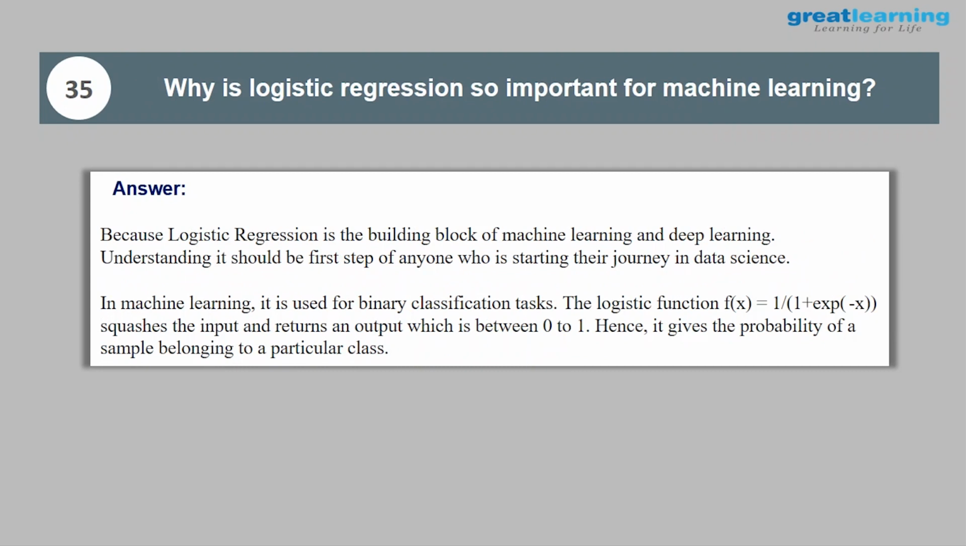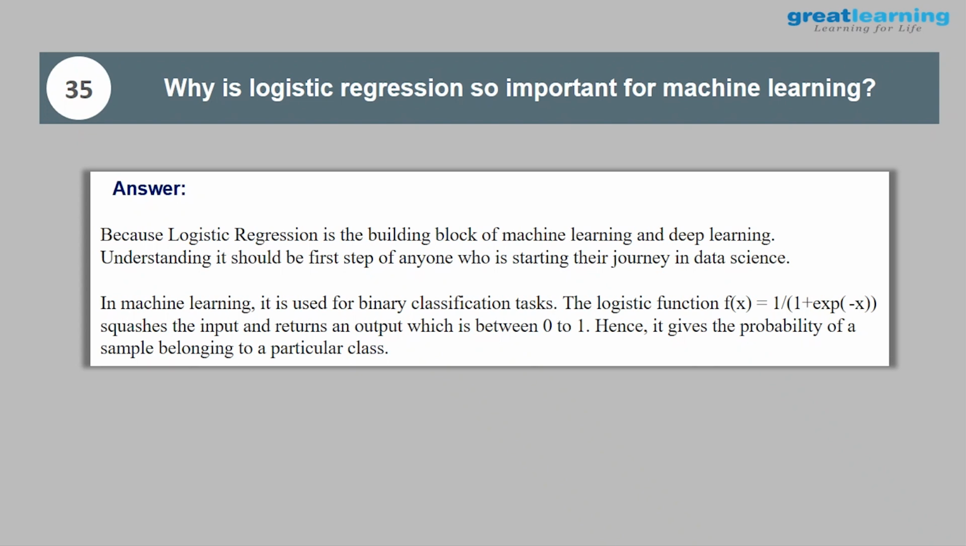Now let's have a look at why logistic regression is so important for machine learning. Because logistic regression is the building block of machine learning and deep learning. Understanding it should be the first step of anyone who is starting their journey in data science. In machine learning, it is used for binary classification tasks.